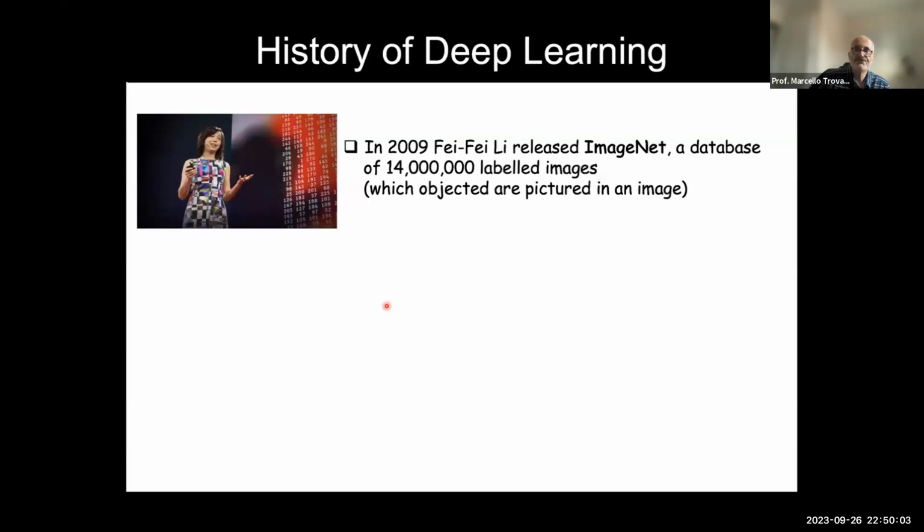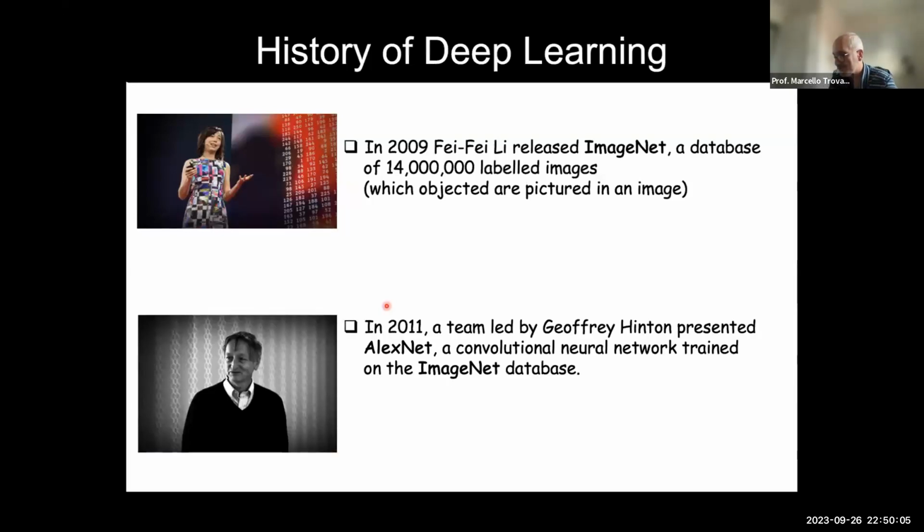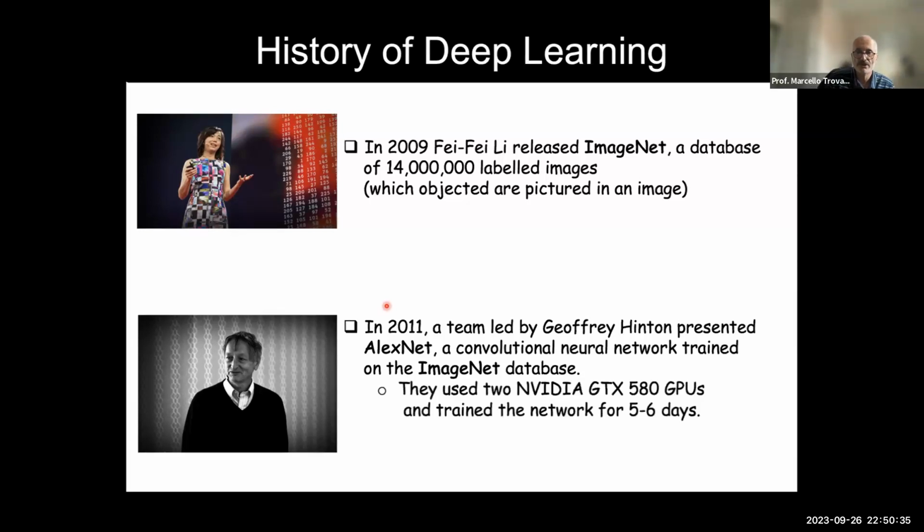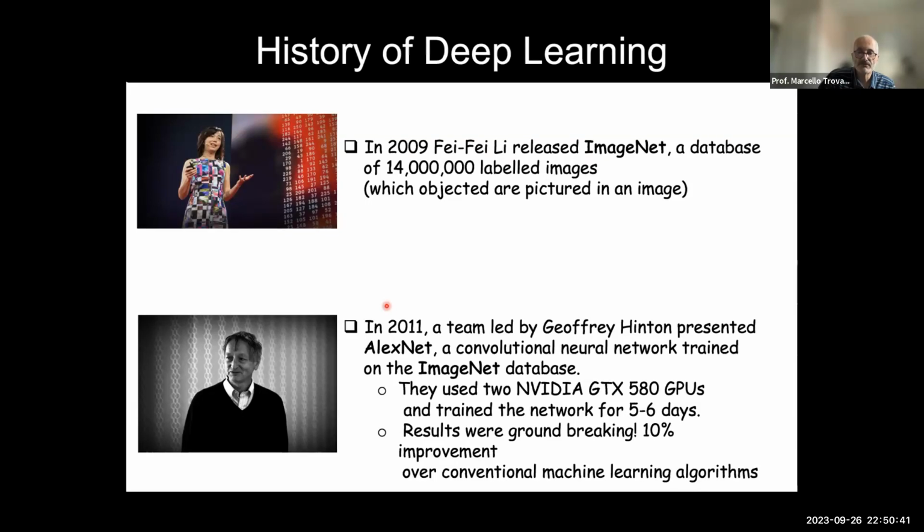In fact, all this started in 2009, and artificial intelligence had gone through different winters and summers, so ups and downs, really. There was this large database of images, and a team in 2011, led by Jeffrey Hinton, presented AlexNet, a convolutional neural network trained on the ImageNet database. The training process took between 5 and 6 days, but the results were groundbreaking, a 10% improvement.